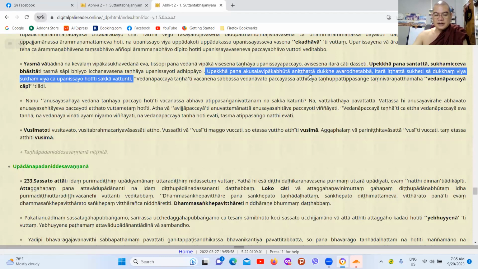Anitthatta dukkhe avarodhetabbam. It should be included in the dukkha. The Mulatika said akusala vipaka upekha is undesirable. As it is undesirable, it should be included in the dukkha. It should not be included in the sukha. As it is undesirable, it should not be added into the sukha. It should be added into the dukkha here.